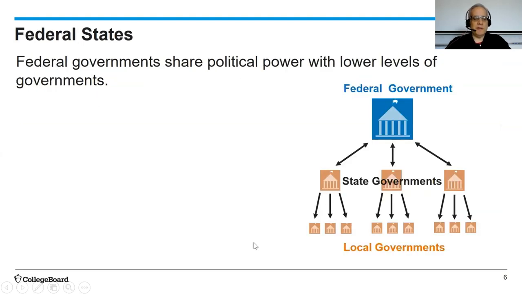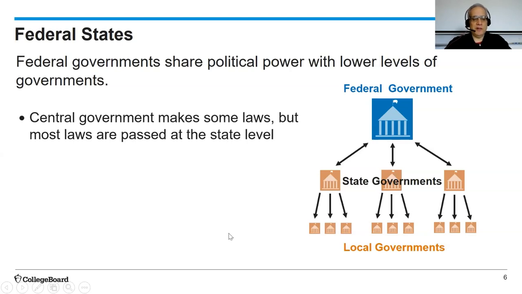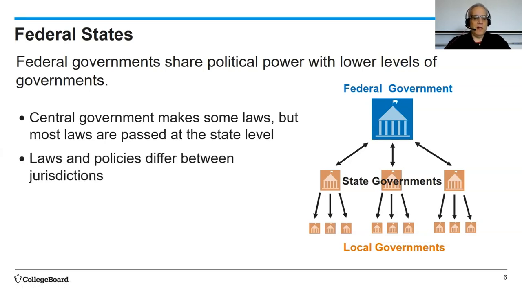In a federal government, the government will share political power with local levels of governments. The central government or the national government will make some laws, but most laws are passed at the state level. Laws and policies will differ between jurisdictions, which means that different states can pass different types of laws that will differ from place to place.